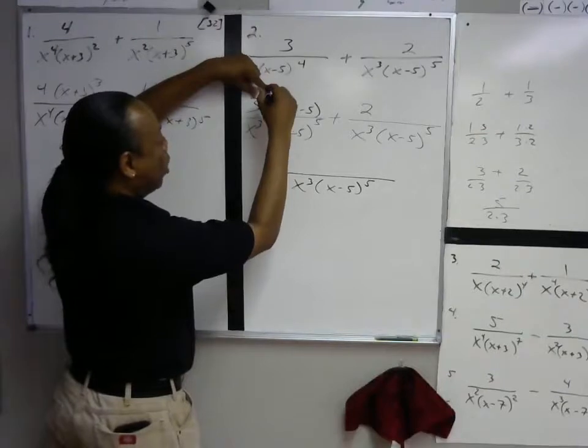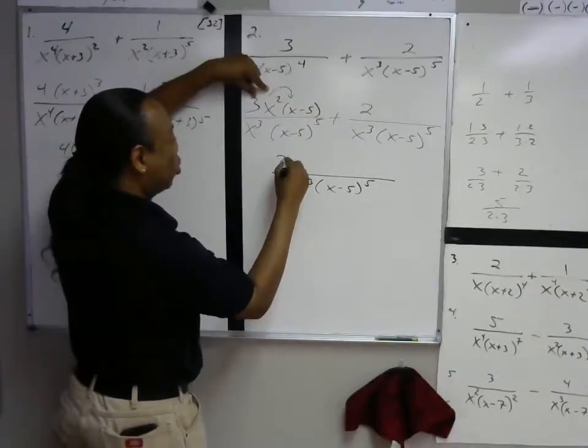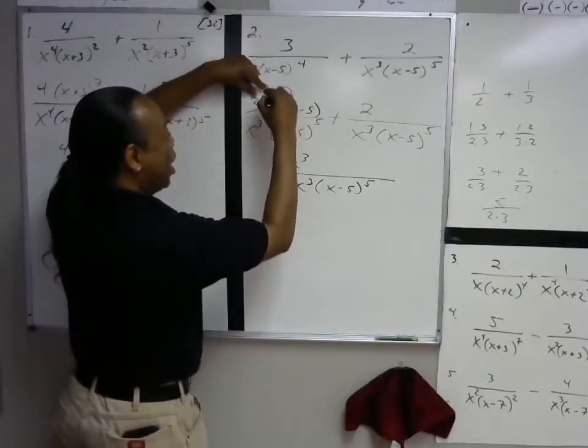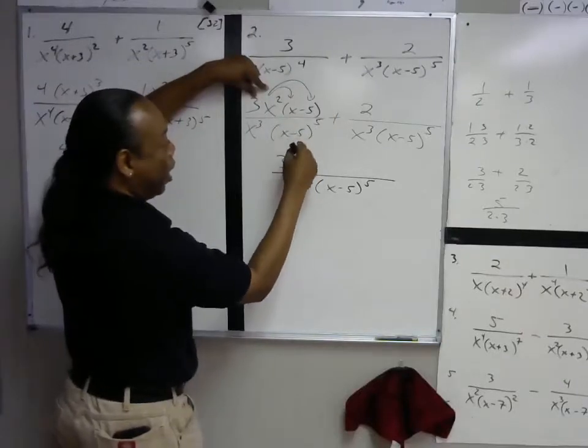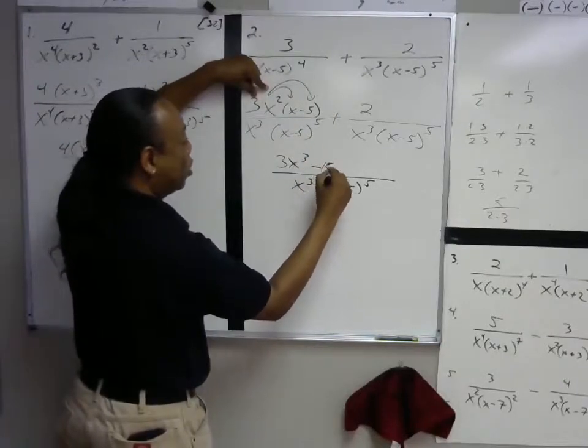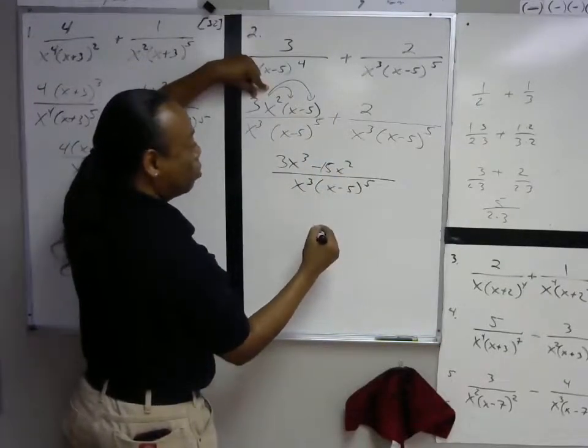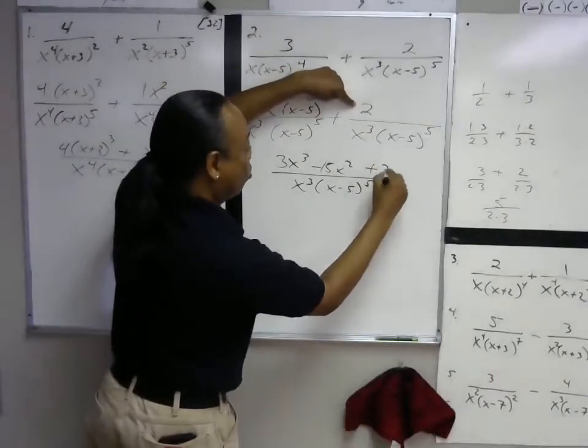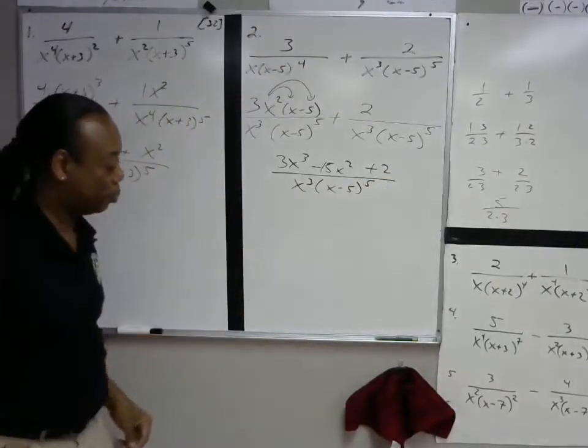So the 3x squared times the x gives us 3x to the third power. And the 3x squared times the negative 5 gives us a negative 15x to the second power. And then plus the 2 over here. And we're done.